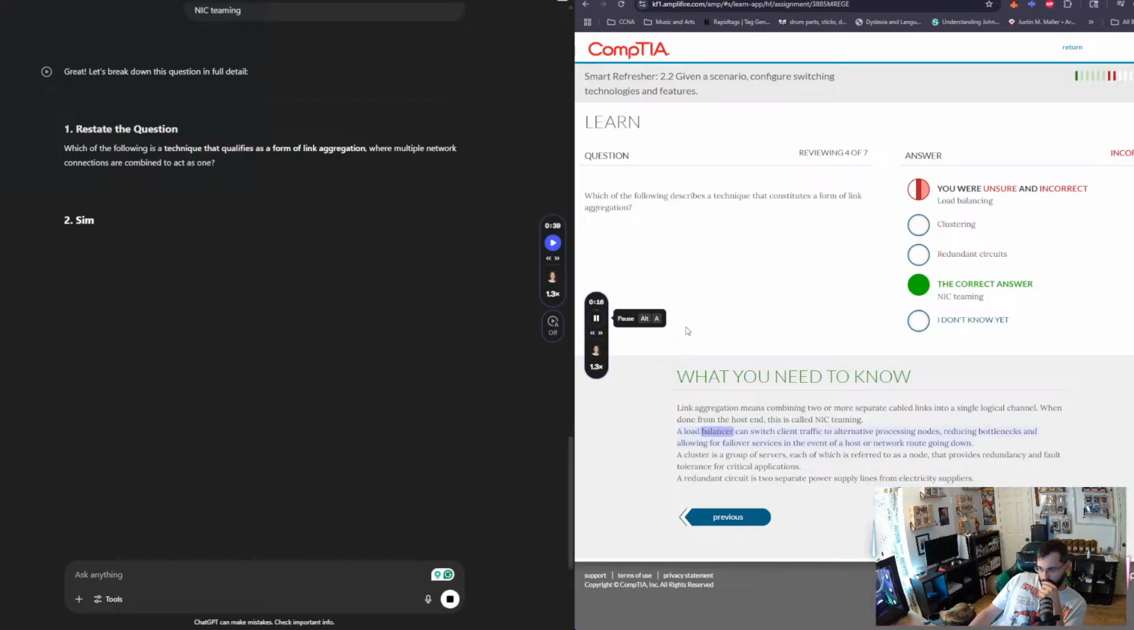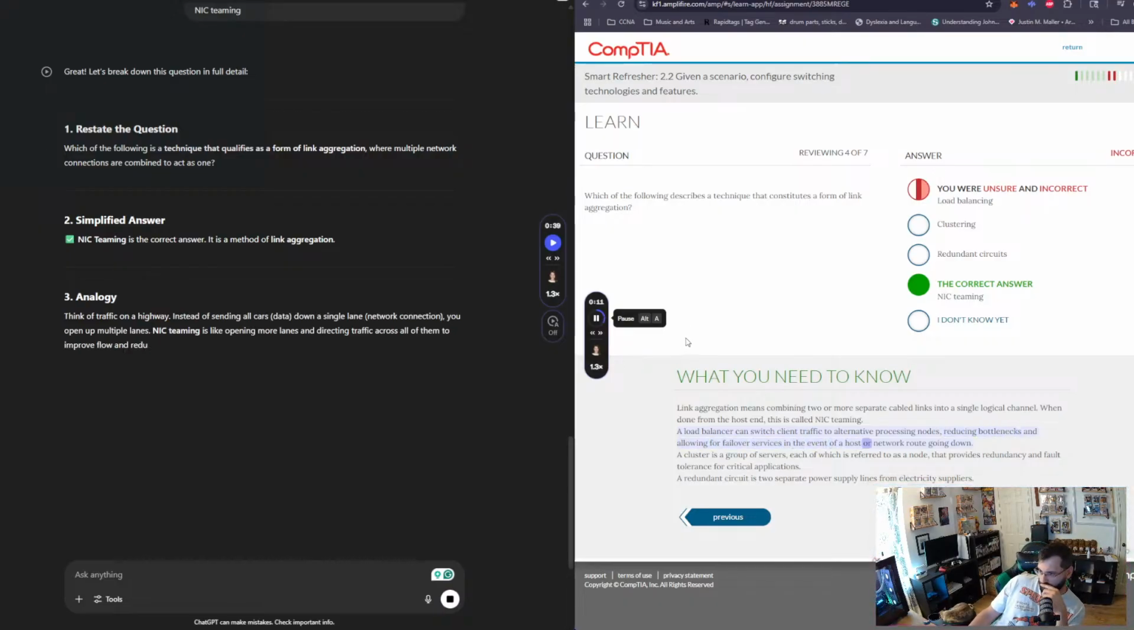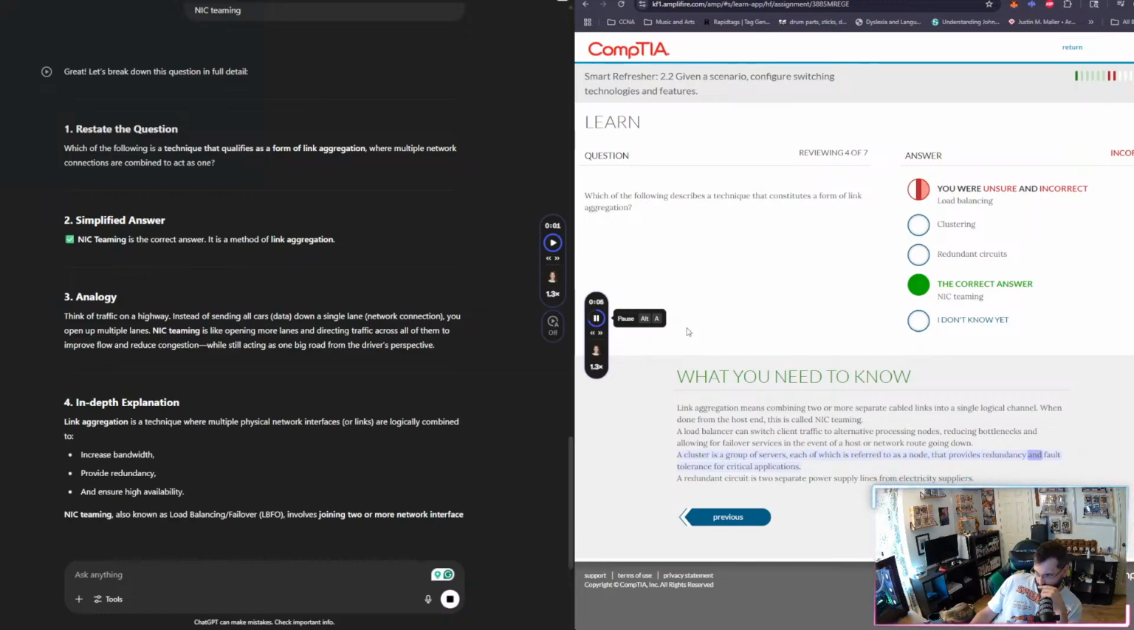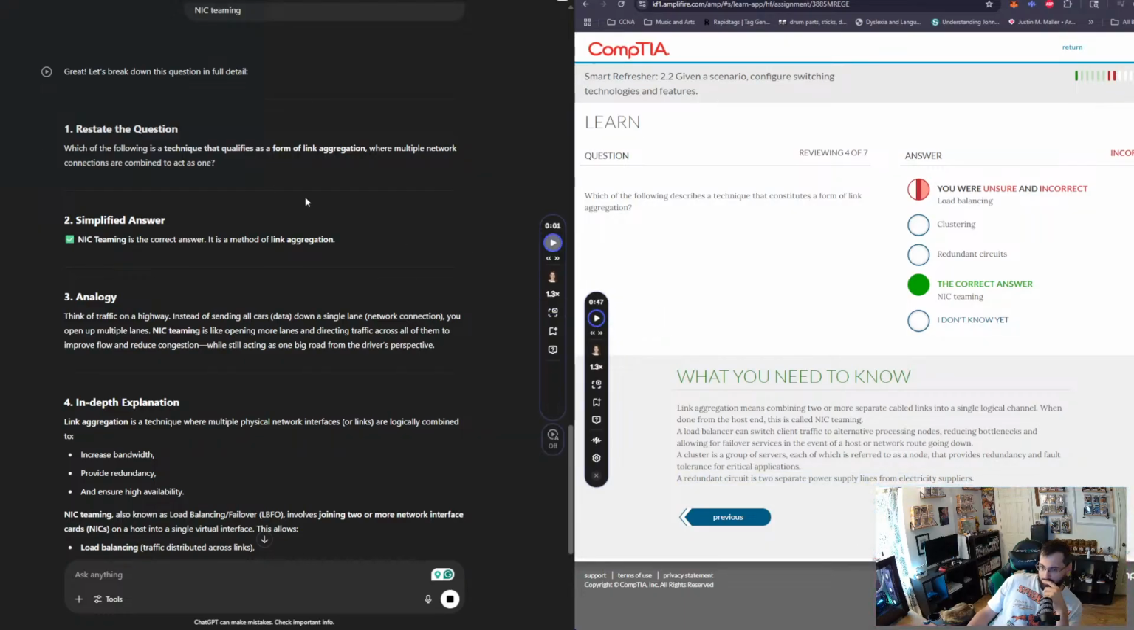A load balancer can switch client traffic to alternative processing nodes, reducing bottlenecks and allowing for failover services in the event of a host or network route going down. A cluster is a group of servers, each of which is referred to as a node, that provides redundancy and fault tolerance for critical applications. A redundant circuit is two separate power supply lines from electricity suppliers. That makes sense.